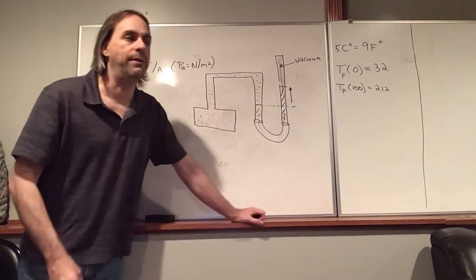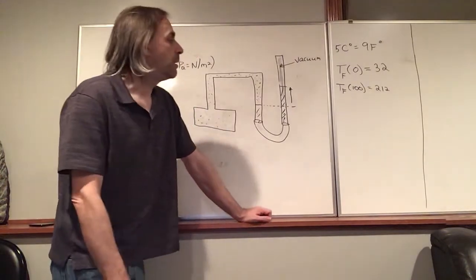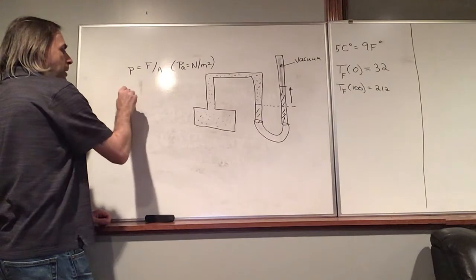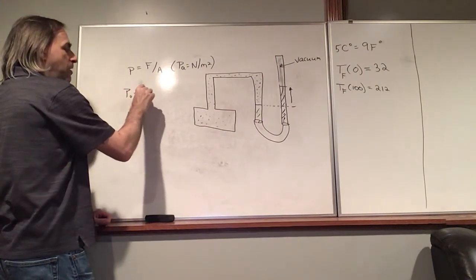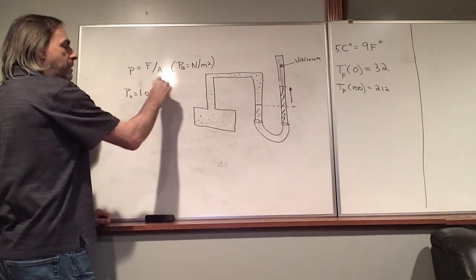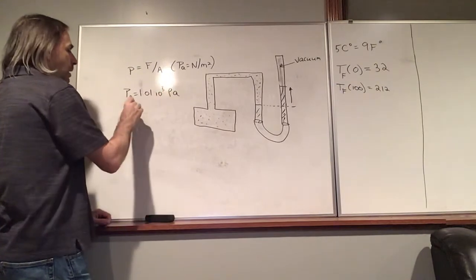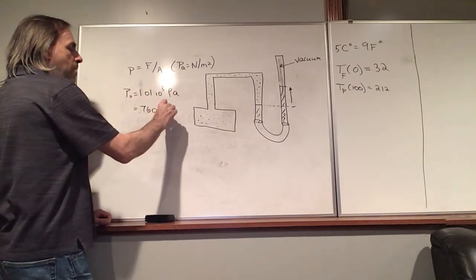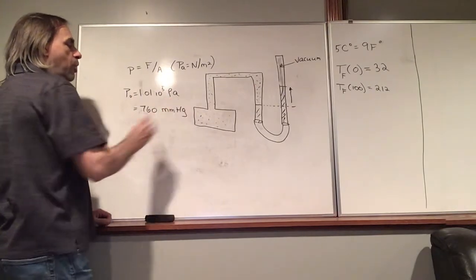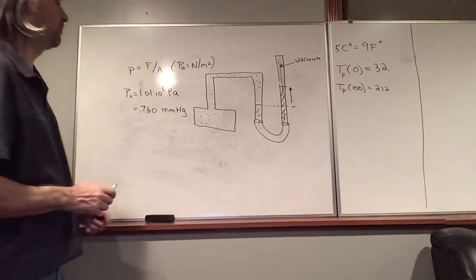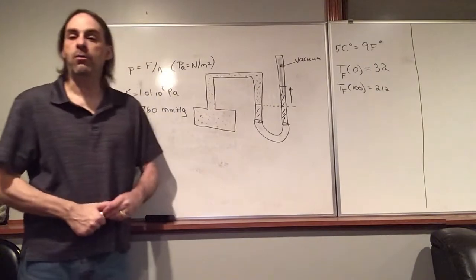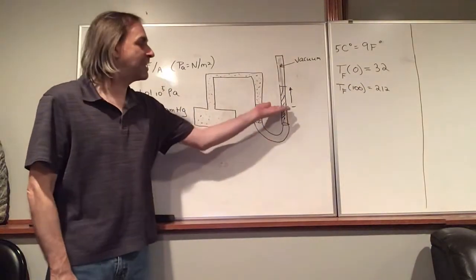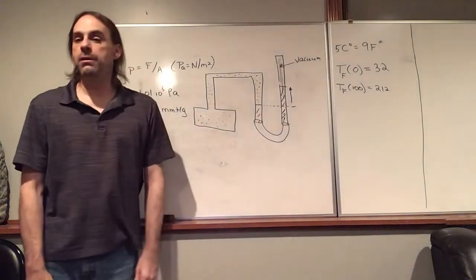You might even see, if you watch the Weather Channel, atmospheric pressure. I erased it, but that was around 1.01 times 10 to the 5th pascals. I think that's 760 millimeters of mercury. It's another way they measure pressure. You might see that on the Weather Channel. And again, that's because we use mercury. So that's how much this column of mercury would rise.